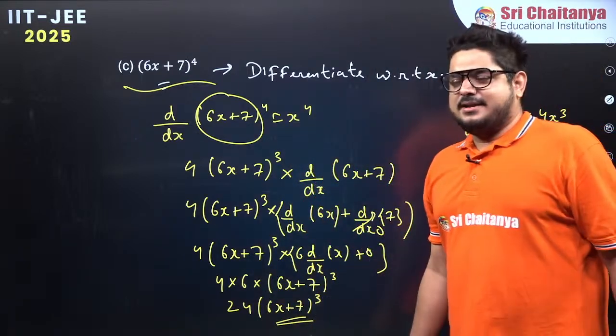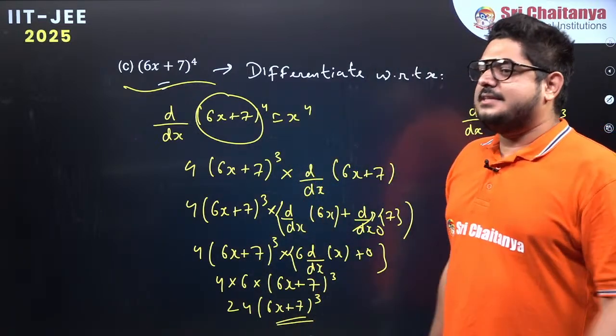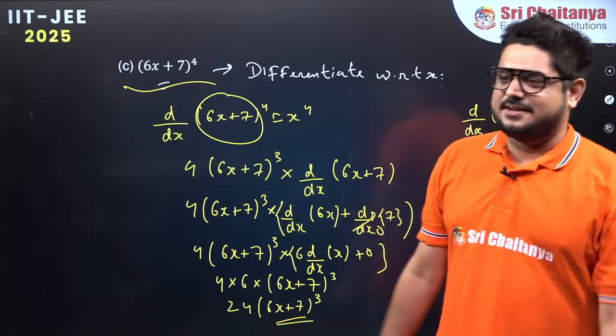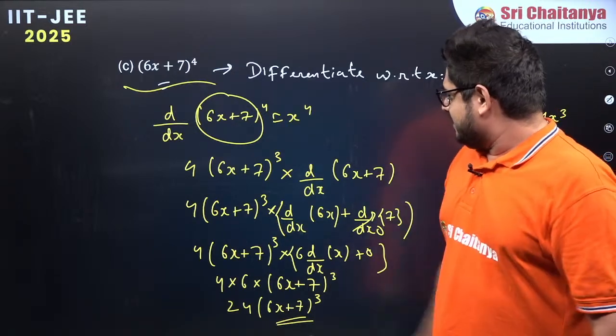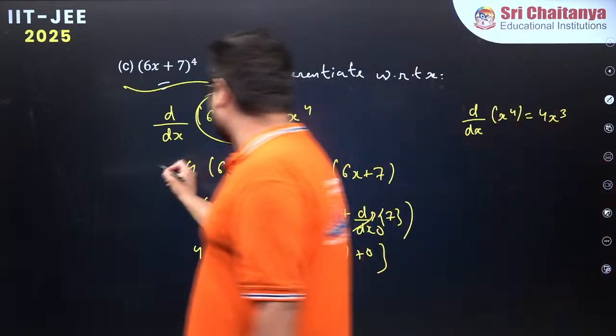Isn't it everyone? (6x plus 7) whole to the power 3, you are missing. Yes, whole to the power 3. So this is going to be the step involved to solve this.